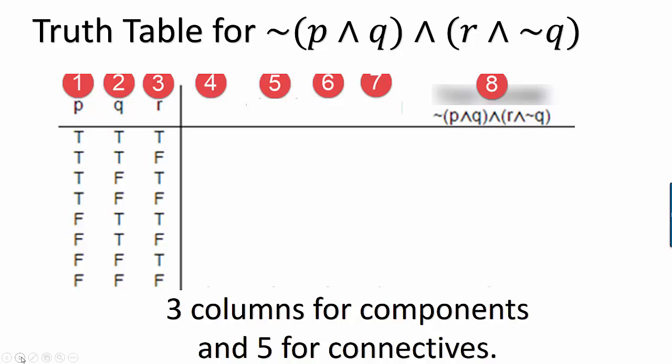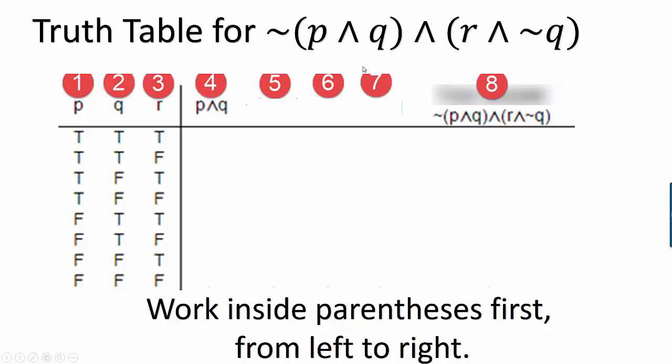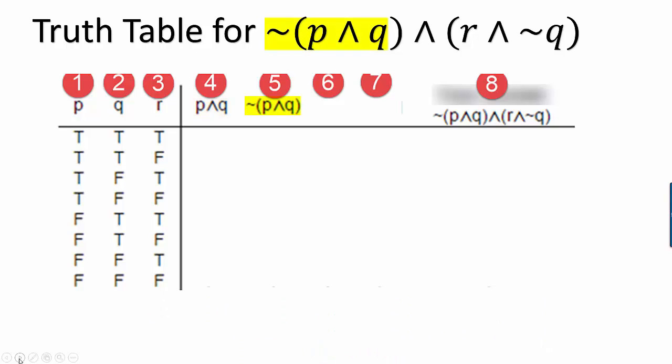So let's talk about what those column headings would look like. We're trying to use each one of these columns to analyze one of the connectives. Usually we start working inside the parentheses first. From left to right, the first set of parentheses has P and Q in it, only one connective. So we're going to write P and Q here for the heading for column 4. Then working our way out of those parentheses, we have a negation of that. So we're going to write negation of P and Q. Notice that in column 5, there's only one new connective that needs to be analyzed. We will have previously analyzed the and in the previous column.